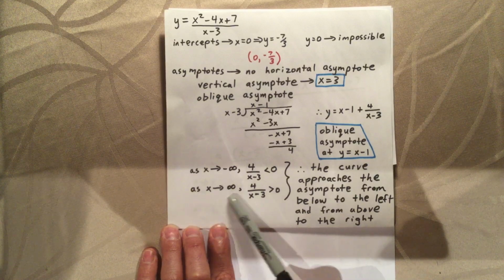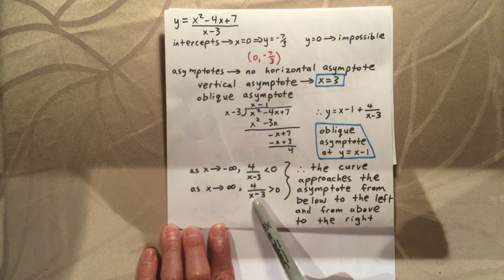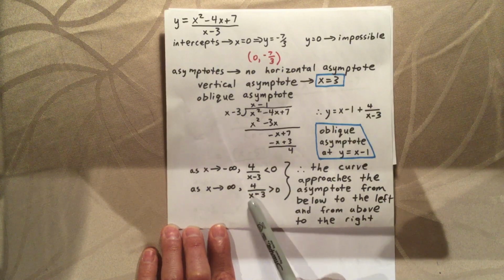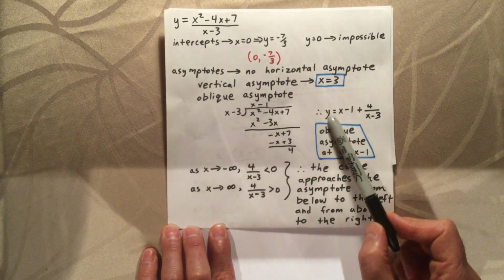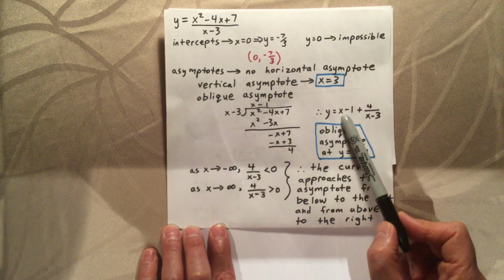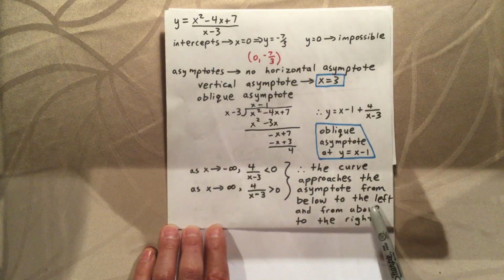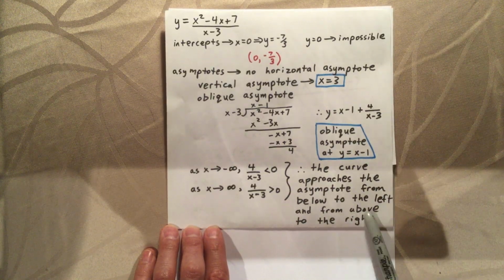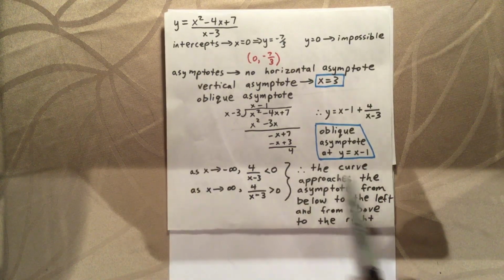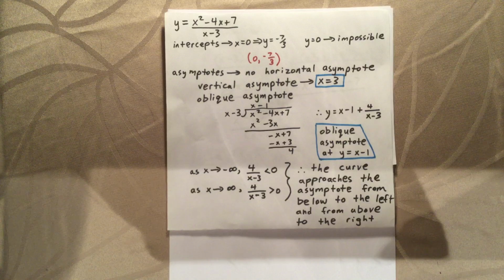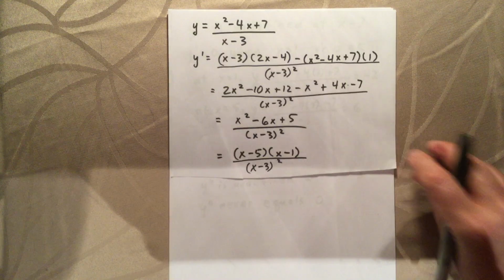And similarly, as x goes to infinity, 4 over x minus 3 is greater than 0. Think of a number like 100. Plug that in and you'll get a number greater than 0. Well, that would mean that our y value is equal to the oblique asymptote value plus a quantity, which means that we're approaching the oblique asymptote from above to the right. Now, not everyone does this analysis, because if you do the rest of the question correctly, you'll come up with a good looking curve. Okay?